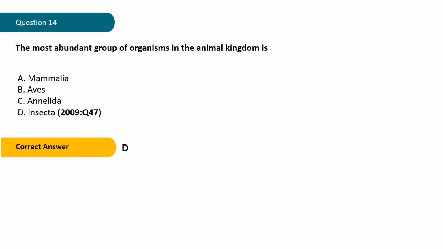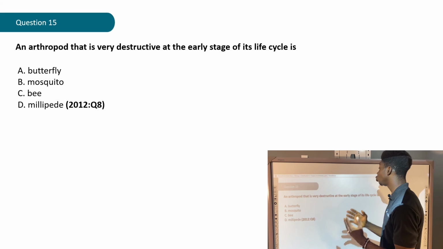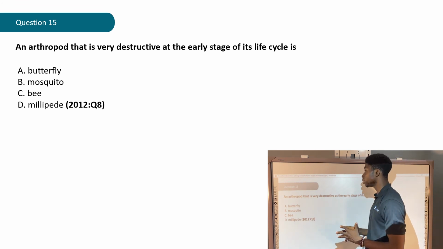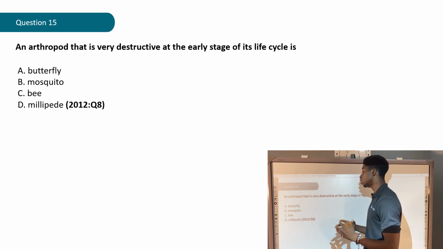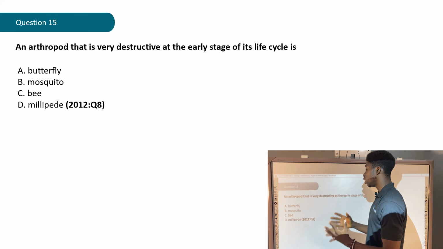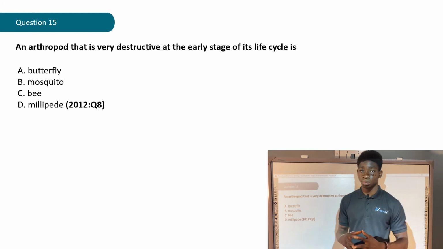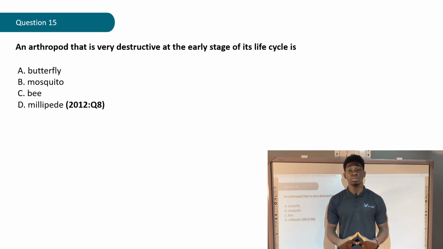Question 15. An arthropod that is very destructive at the early stage of its life cycle is A. Butterfly, B. Mosquito, C. Bee, D. Millipede. The question is got from the year 2012, question 8. Why not give that a try? Let's give that a try.